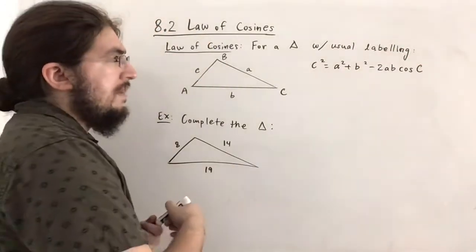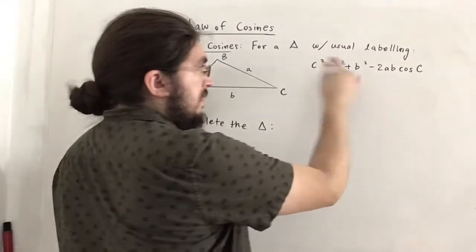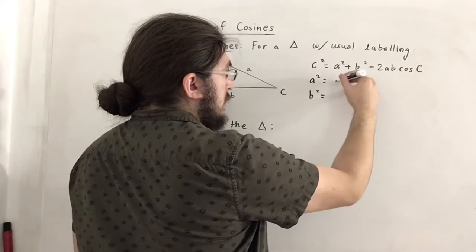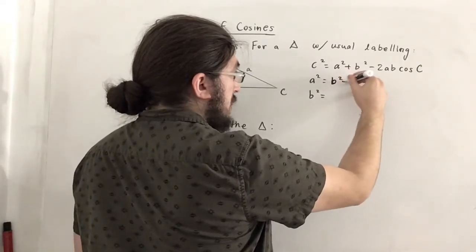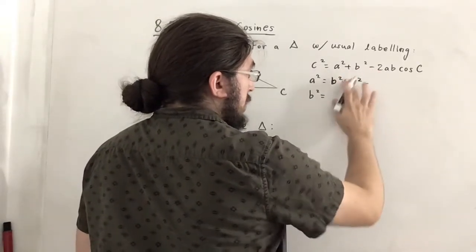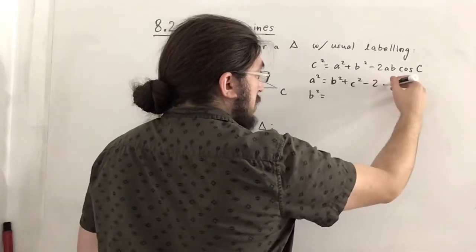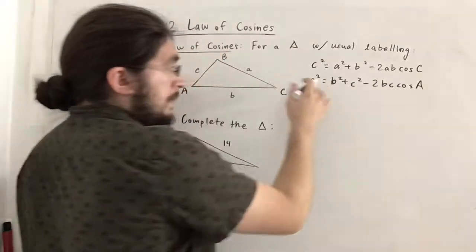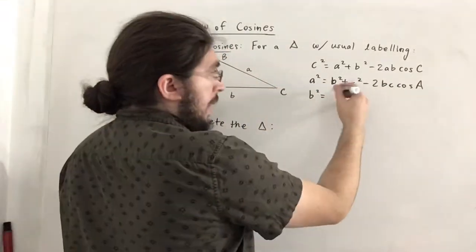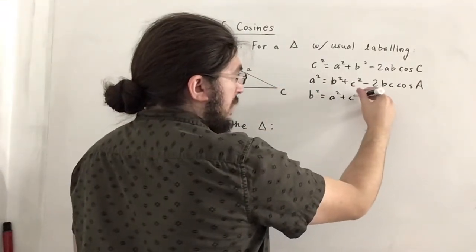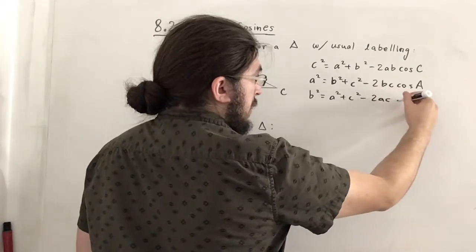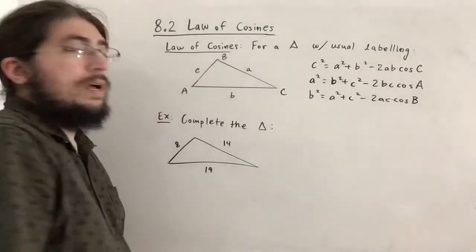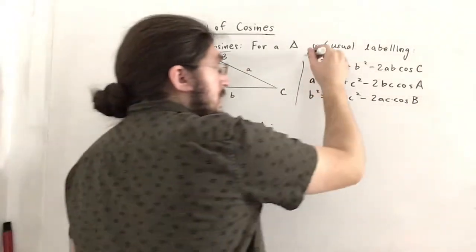So now the only thing I have left to do is just give the other versions where we have different labelings. So one for a squared and one for b squared, of course. So here it'll be b squared plus c squared minus, that's a c, sorry, minus 2 times their product times cosine of the angle between, which is the angle opposite this side here, a. And then here it's going to be a squared plus c squared minus 2ac times cosine of the angle in between those, which is capital B. Awesome. So this is law of cosines.